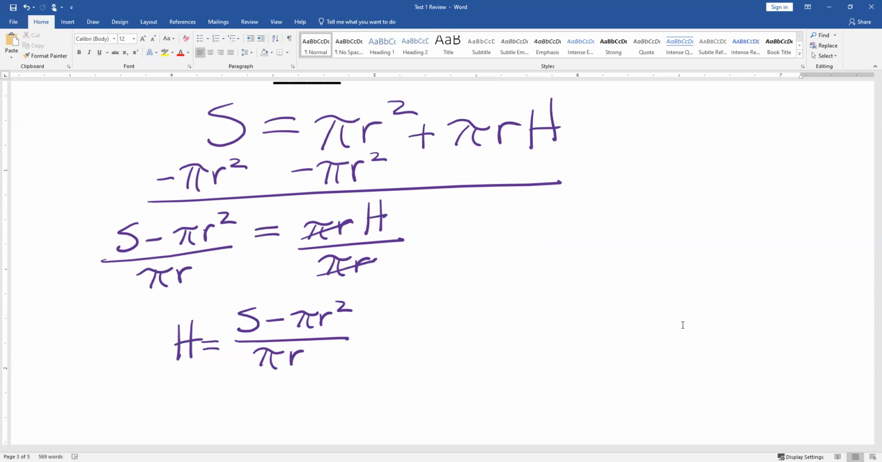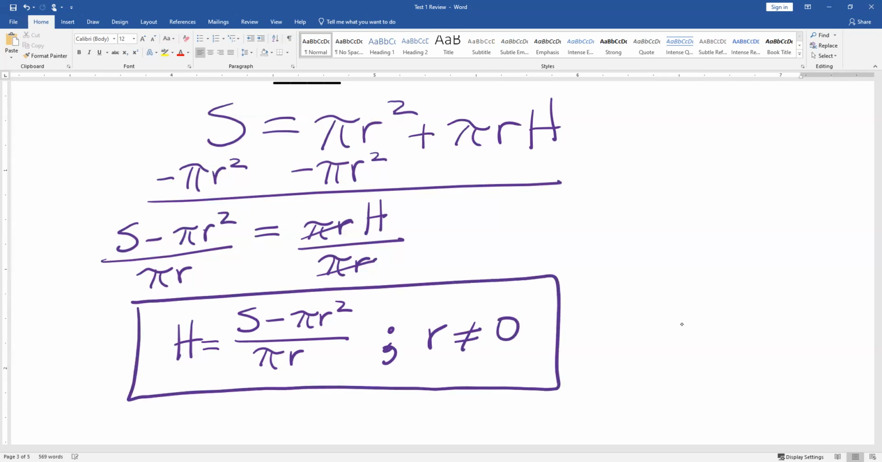Do we have an exclusion that we need to state? So what is pi? We know pi is 3.14. That's a constant, even though it is a symbol. But you're absolutely right. So this is our literal equation solved for h, but it will only work if r does not equal 0, because we cannot divide by 0, and that's in our denominator.